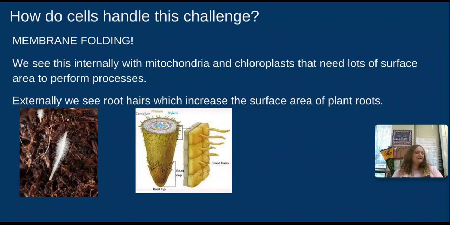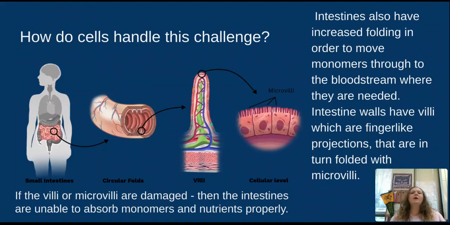Externally, we're going to see things like root hairs. So root hairs increase the surface area of plant roots. Plants need to be able to absorb lots of nutrients from the soil, lots of nitrogen, right? And lots of water. In order to do that, they need lots of surface area to be able to move it in. So in order to increase that surface area, instead of making the roots smaller, it adds these little projections.